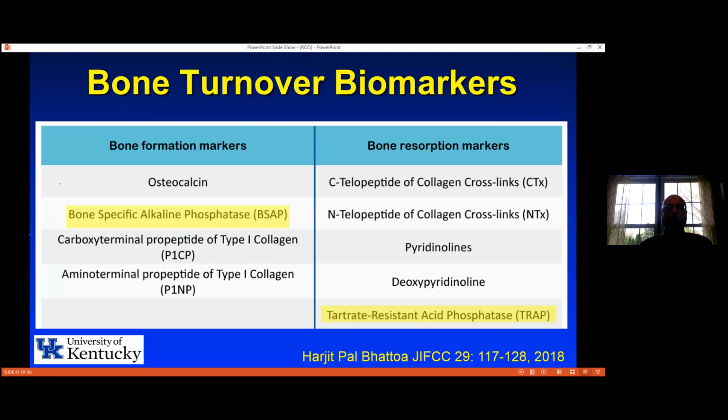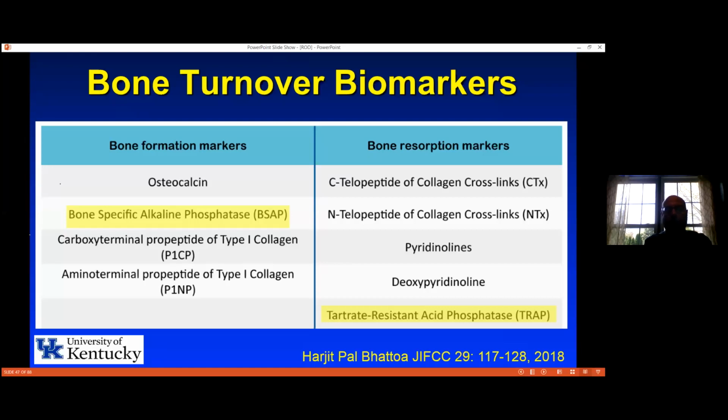So if you have a marker that can tell you that this patient has a problem with low bone formation, you would like to give medicine to improve bone formation. And on the other hand, if you have a marker that can tell you that this patient probably has high bone resorption, you would like to give anti-resorptive agents, okay?